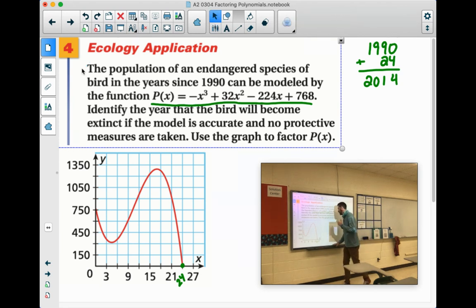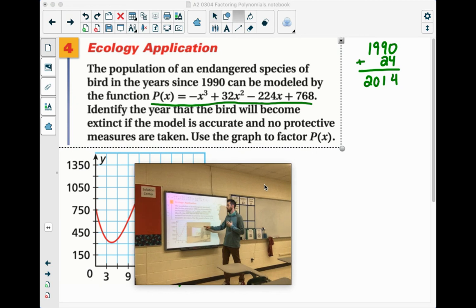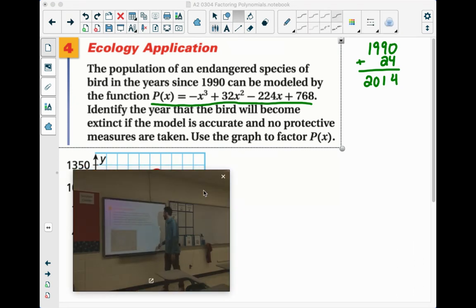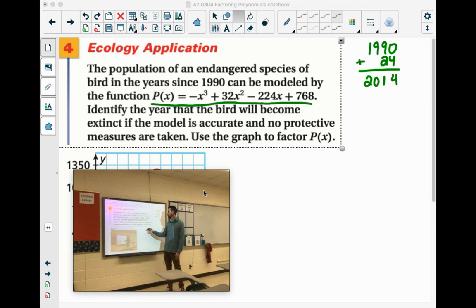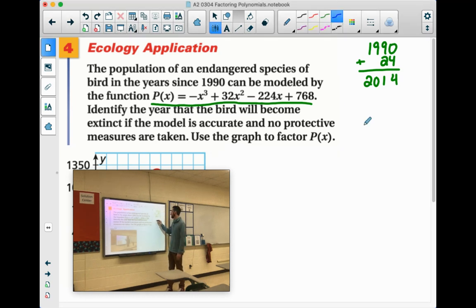But we need to factor this out. So we're going to use some synthetic division and see what we can come up with. Our zero was 24, right? Which we could think of as x minus 24. That would mean that x equals positive 24, or the zero is 24. So we're going to try to divide this p of x by x minus 24, which we know is a factor because we know it's a zero. So let's try that out.